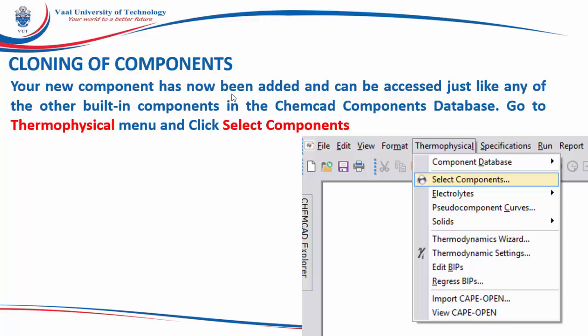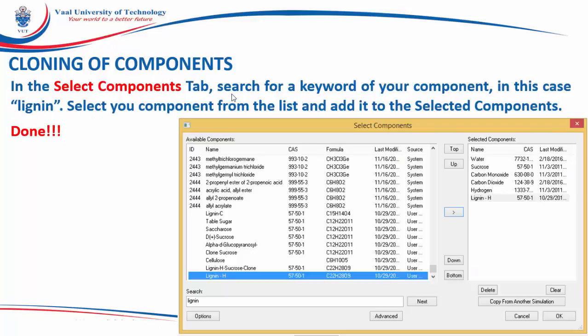Go to the thermophysical menu and click select components. In the select components tab, search for your new component using the keyword. In this case, the keyword you can use is lignin, and your component will come up. As you can see, the synonym that I had added basically came in as well. And then earlier on I had added lignin C. It will also show up here. You can select the component that you have added, which is lignin H, and then add it to your list of components. And then voila, you are done.